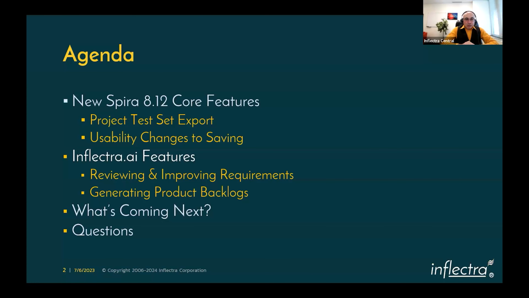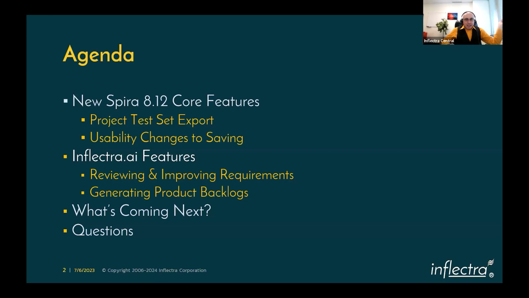So first of all, in terms of core features, there are a couple of things. There's a bunch of bug fixes and smaller tweaks that you'll see throughout the application, but a lot of the functionality in the last few versions of Spira has actually been on the AI side. So it's really going to be more interesting, I think, in the second part of this, Inflectra AI. The first part is the core features that are not AI related.